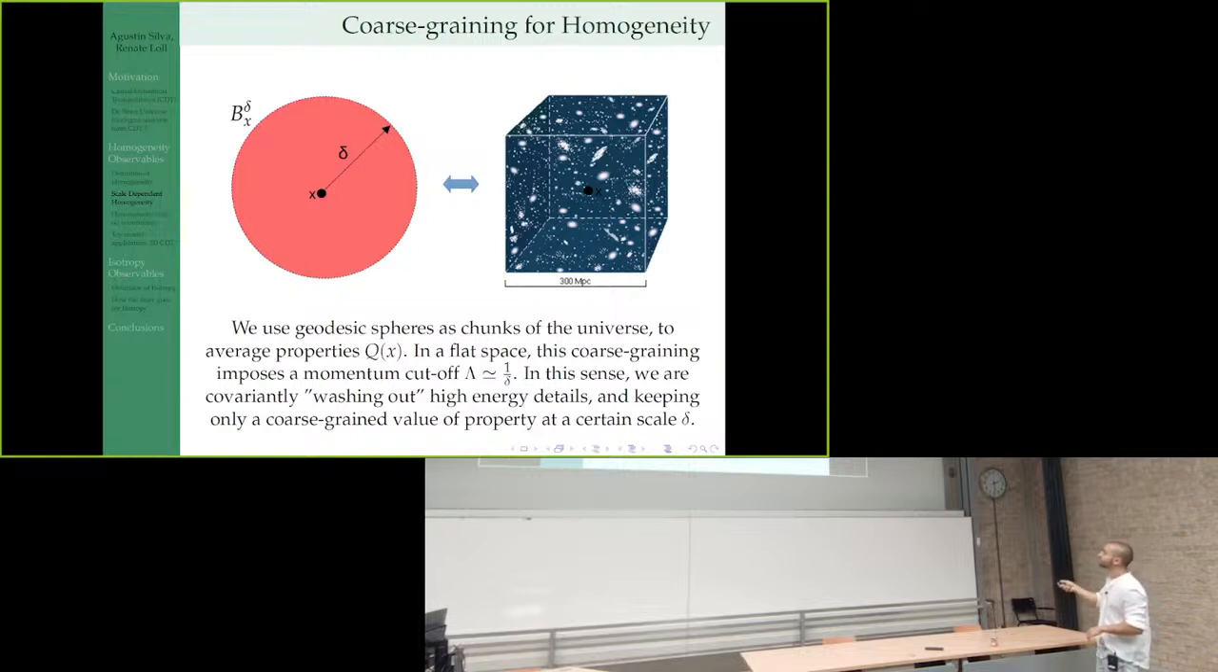So as I said, we want to do this covariantly and using the only two tools we have. Our chunks of the universe, if you have an emergent universe like in CDT, is going to be a geodesic sphere. So we pick a scale, which is going to be the radius of this geodesic sphere. We pick a property, which we will call Q of X. It's a local property. It can be the scalar curvature, the temperature, a scalar field, whatever. And then you coarse grain this property in this chunk of your universe, which is going to be a geodesic ball. And you will compare this geodesic ball in a certain way with different regions of space-time.